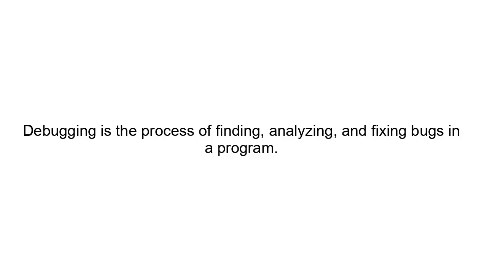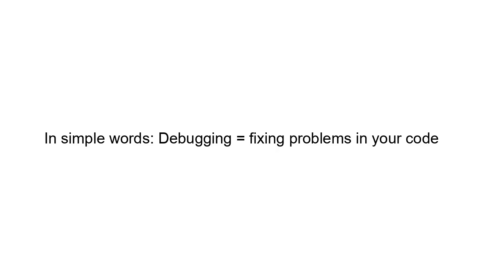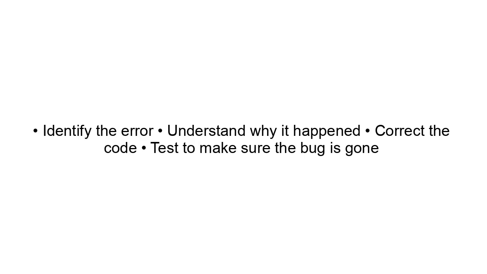What is debugging? Debugging is the process of finding, analyzing, and fixing bugs in a program. In simple words, debugging equals fixing problems in your code. It means identify the error, understand why it happened, correct the code, and test to make sure the bug is gone.